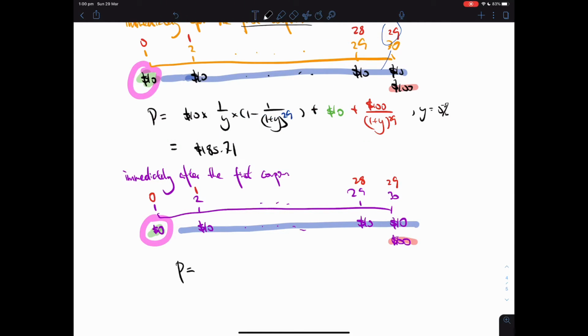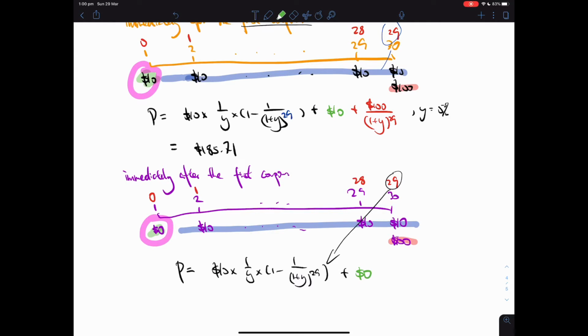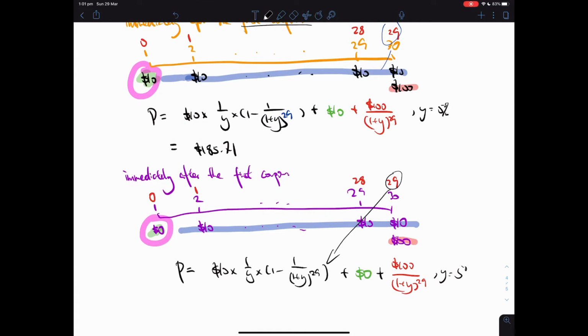So which means that equals to $10 times 1 over y times 1 minus 1 plus y to the power of 29. Why 29? 29 payments, right? Plus here the green part just to show you that is 0 because you can't claim that same payment again, plus the red part, which is 100, the face value to be received at the end, where y equals to 5%. And that equals to 175.71, which is exactly $10 smaller.